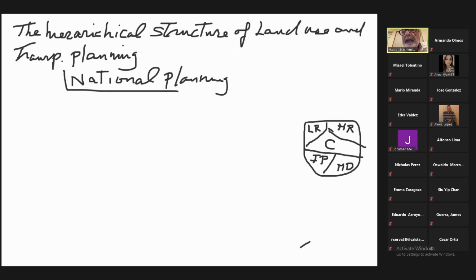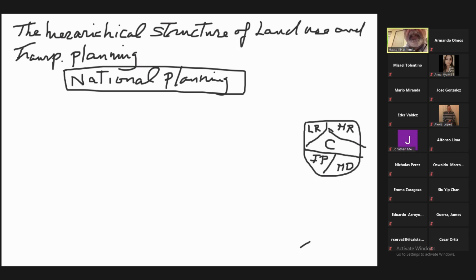National planning. So, what is national planning? It means the people at the capital, like for instance in Washington, D.C., who decide what the transportation should be in the United States. They are trying to plan that.